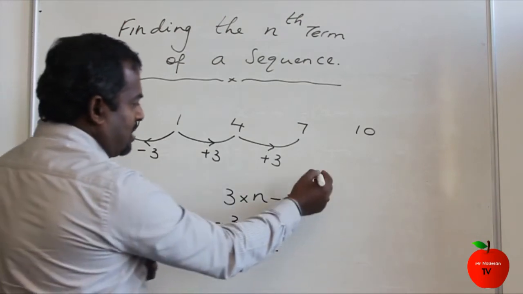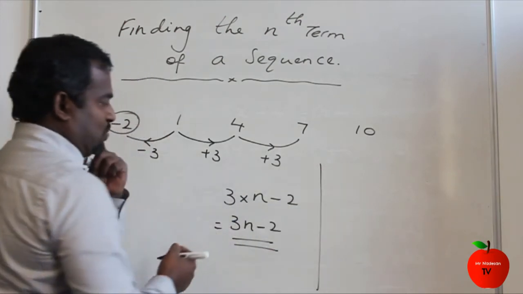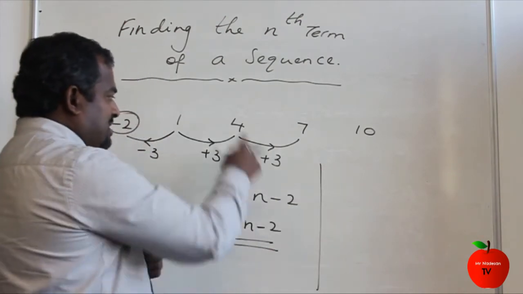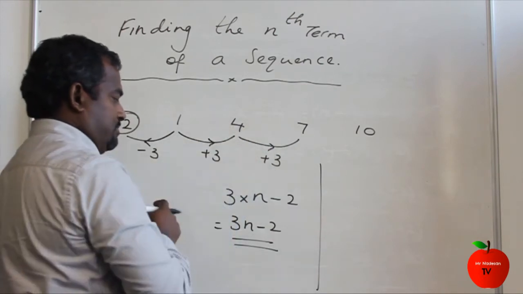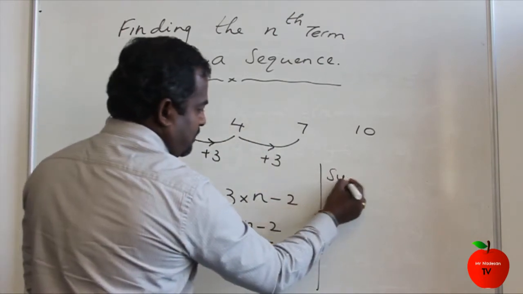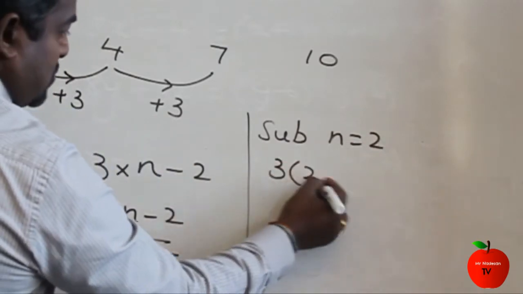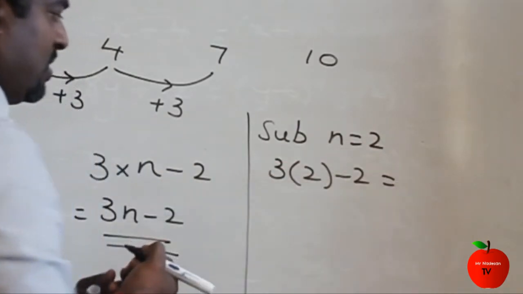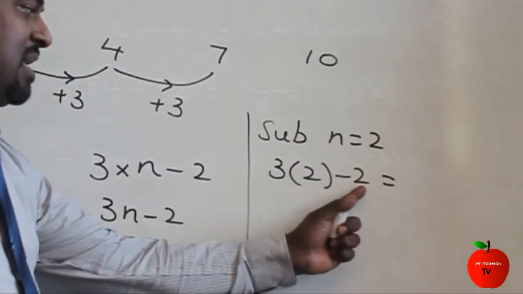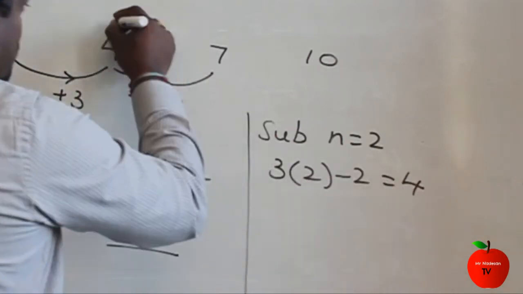We'll see how to check your answer. You can check your answer for this one. Let's say your second term is 4. We substitute n equals 2. So 3 times 2, take away 2. 3 times 2 is 6. Take away 2, it comes to 4. You've got the 4 here.